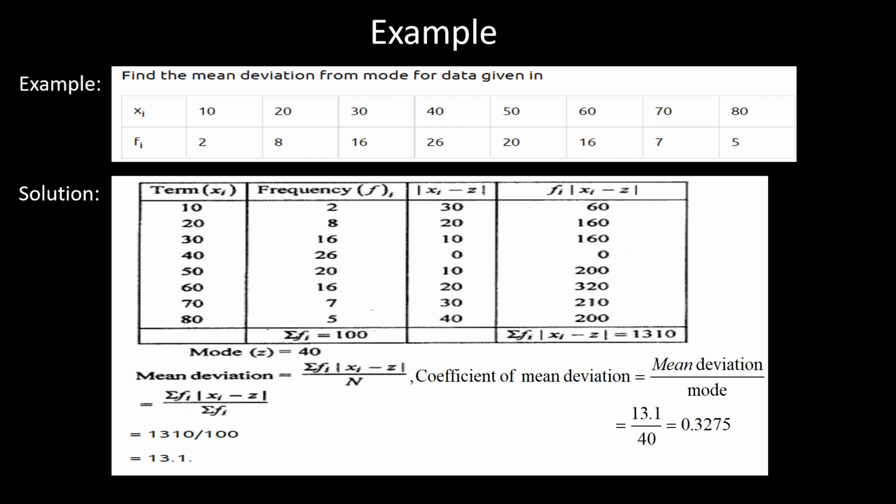After we get the mean deviation value, we find the coefficient of mean deviation by finding the ratio of mean deviation about mode to the modal value. Here it is 13.1 divided by 40, which gives you 0.3275. So this is how to find the mean deviation and coefficient of mean deviation in the case of a discrete series.